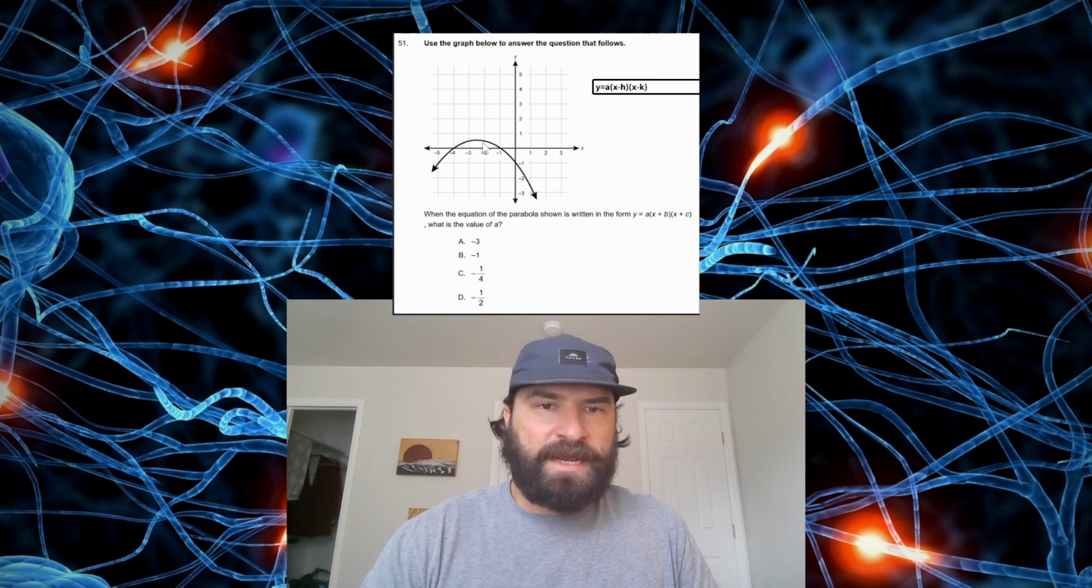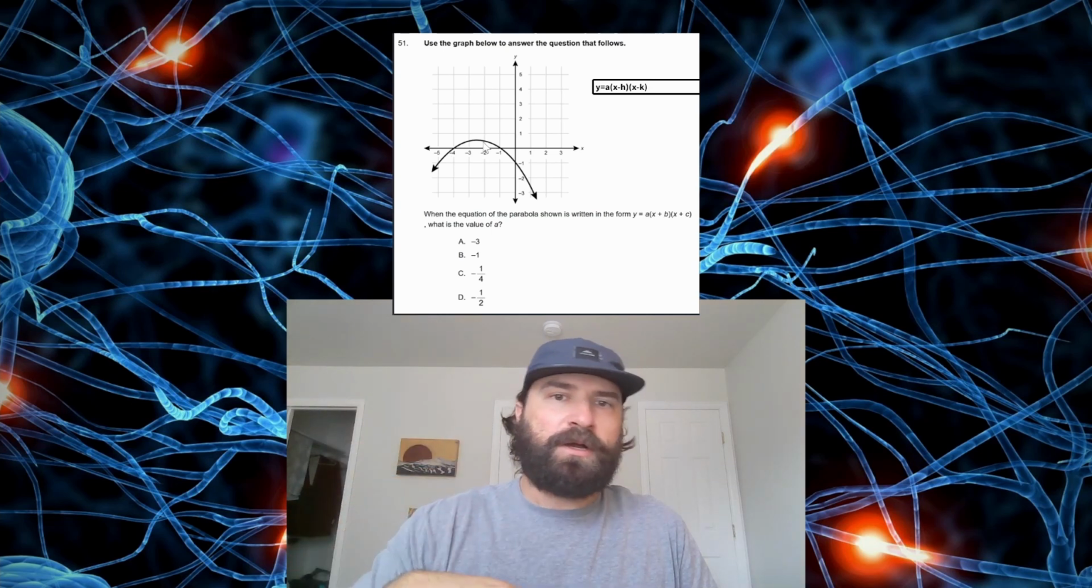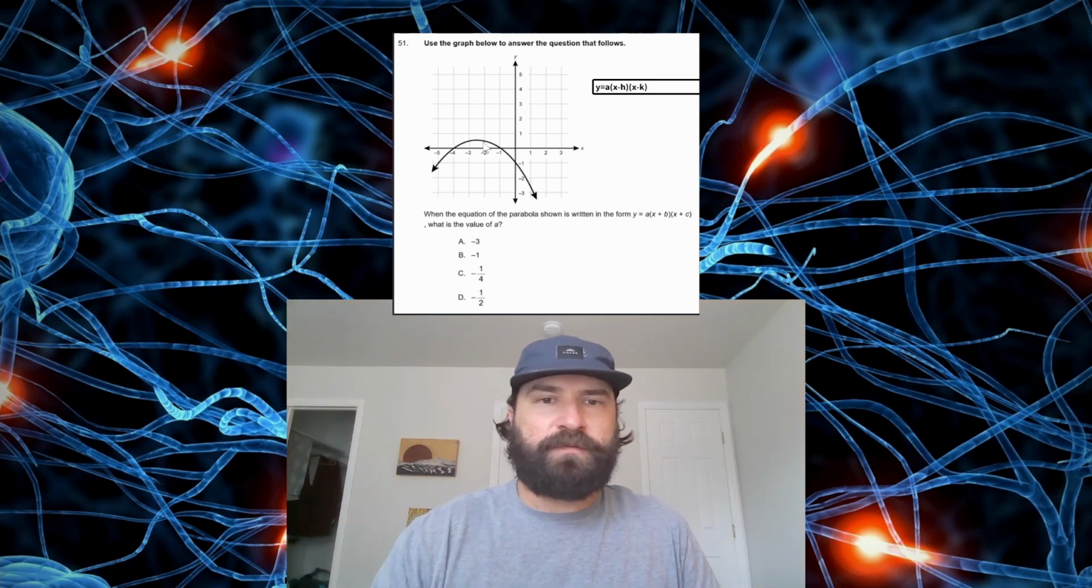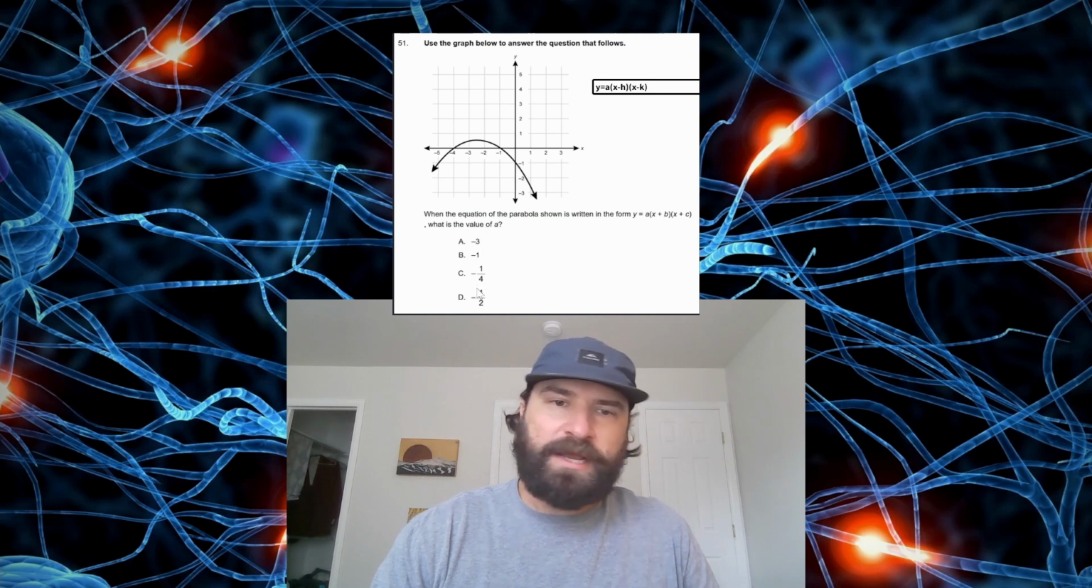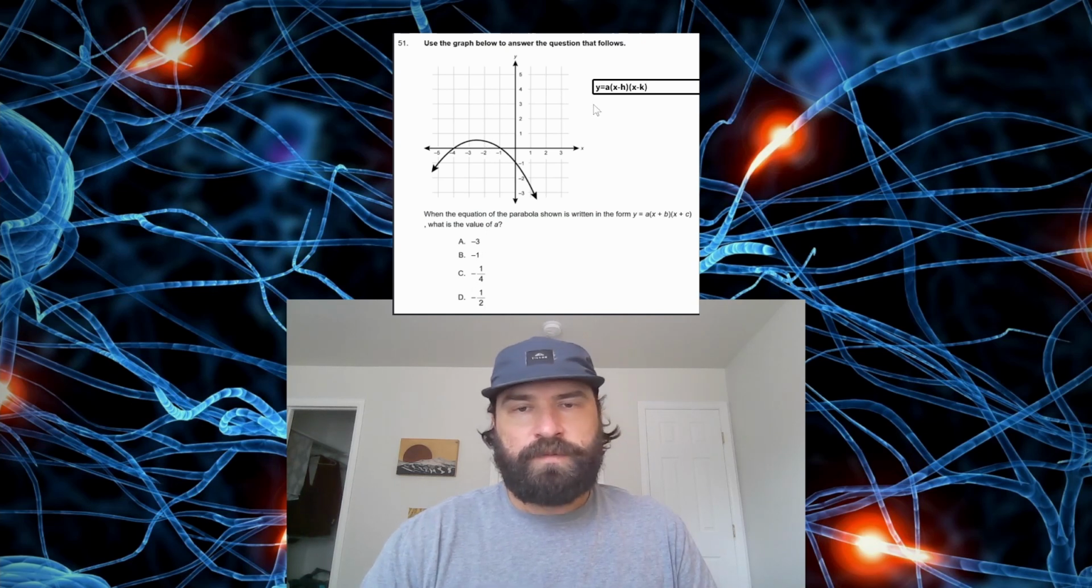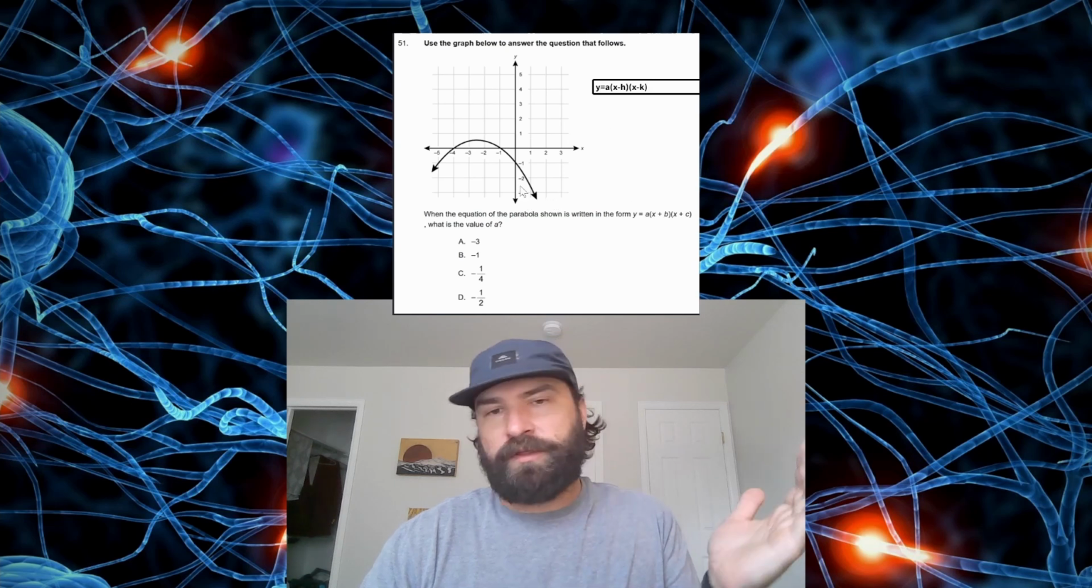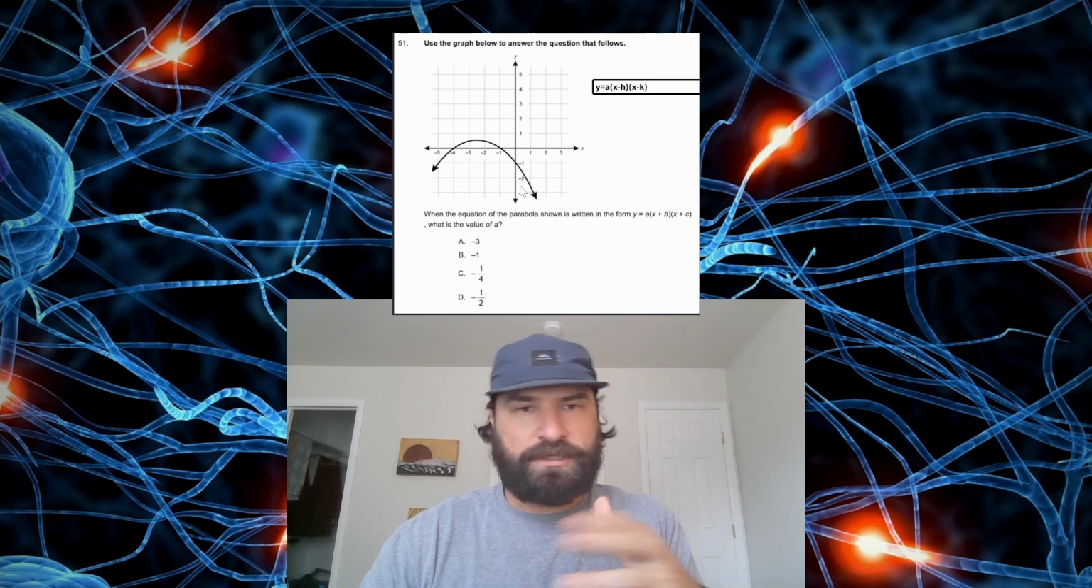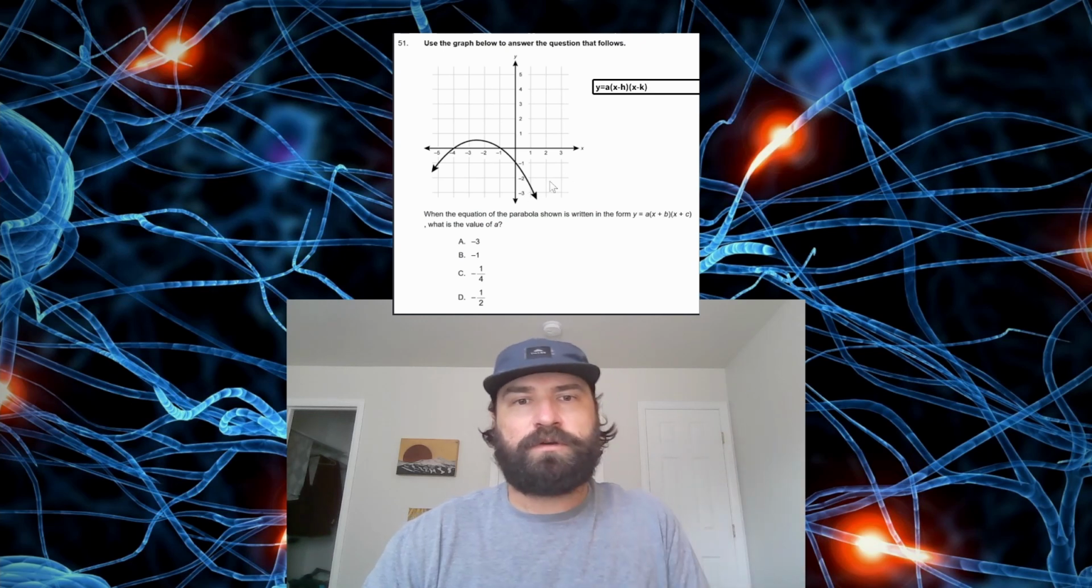When a is negative, you're going to have a downward-facing parabola. When a is positive, you're going to have an upward-facing parabola. So all of our answers here are negative, and we know they should be because this is a downward-facing parabola. The other thing we know about a is that it represents the stretch. So that's really the change in x and change in y, the relationship between those two values.